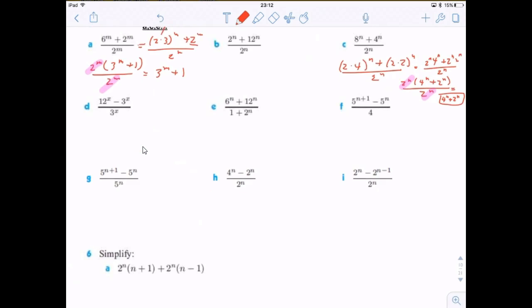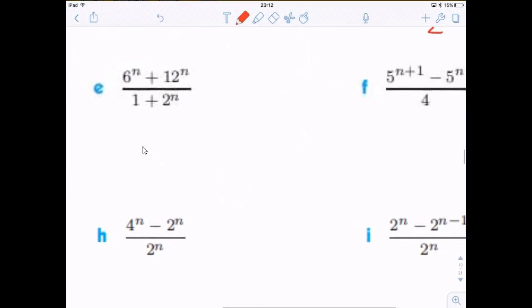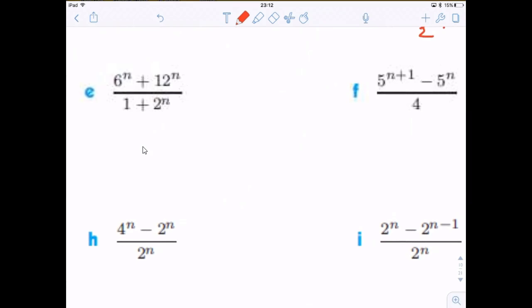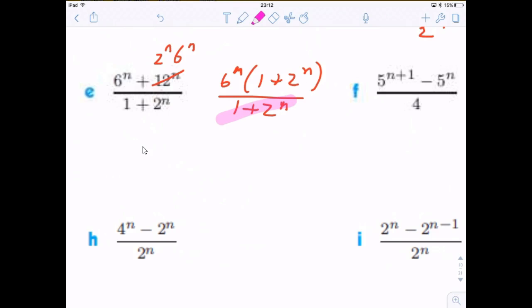E. 6 to the n plus 12 to the n divided by 1 plus 2 to the n. Okay, so 12 looks like it could be expressed as 2 to the n times 6 to the n, right? Then I can factor out 6 to the n. So then I'll have 6 to the n factored out, and I'll have 1 plus 2 to the n left. And then below I have 1 plus 2 to the n. I can cancel these out. I'm left with 6 to the n.